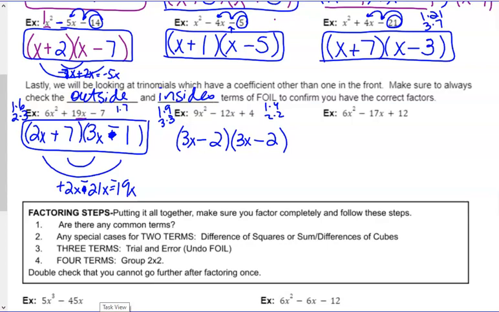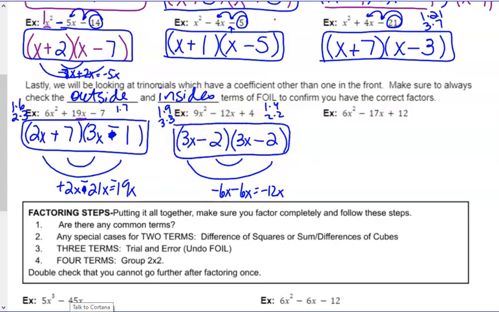Now, how do we verify? We check the outside and inside. So you can do this mentally, or you can actually just write it on your paper. That's fine. 3x times a negative 2 is a minus 6x, and inside here is a minus 6x. That gives me a minus 12x, and is that what I need in my middle term? Absolutely. So we have found exactly what we need as our factors.